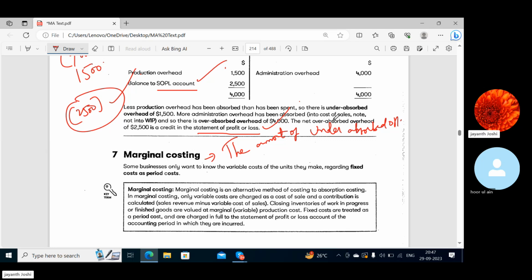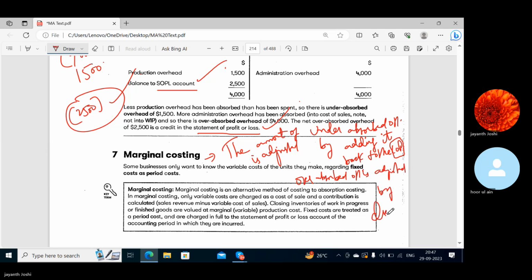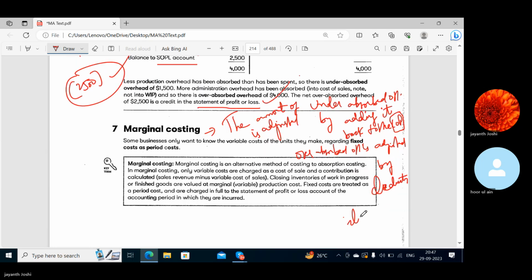The amount of under absorbed overhead is adjusted by adding it back to the cost of production. And over absorbed overhead is adjusted by deducting it from the cost of production.